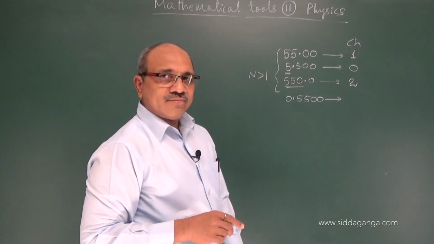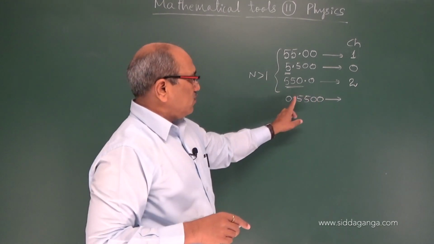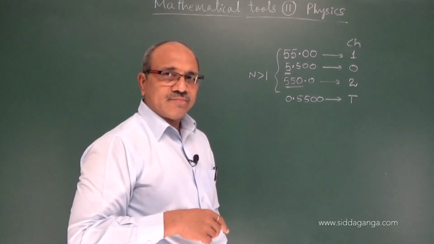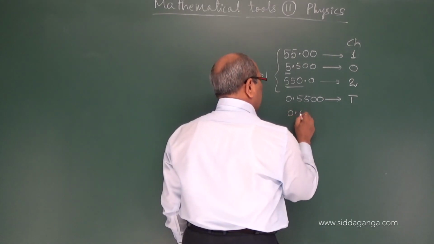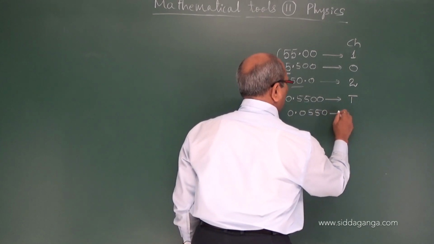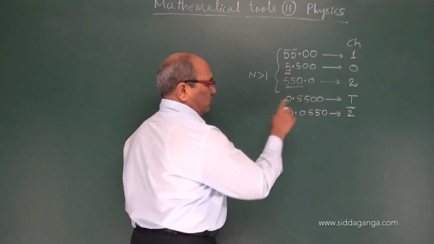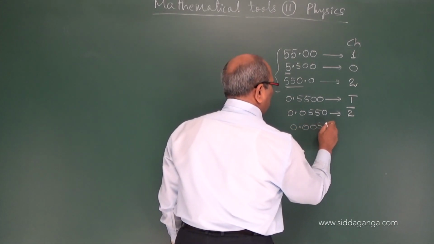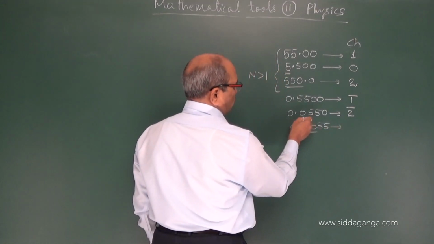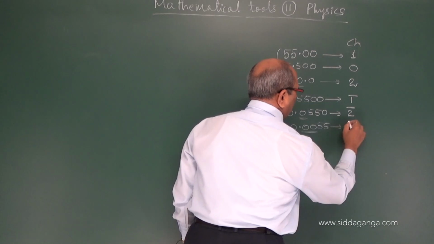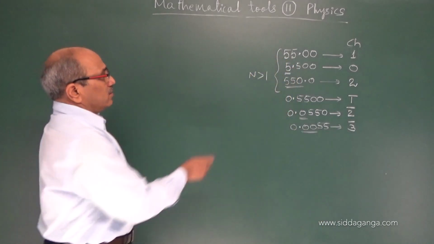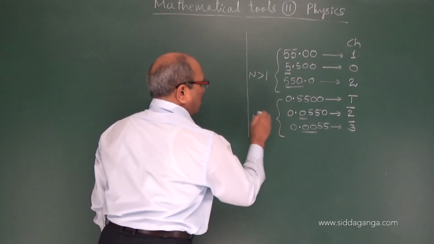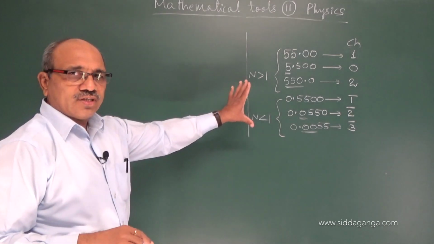Now I come to this: 0.55, no zeros in between, add 1, therefore I can write it as bar 1. Maybe it's 0.055, it is bar 2 because there is 1 zero, added 1. Again 0.0055, number of zeros is 2, add 1 and it is bar 3. This is how, if the number is less than 1, you find the characteristic.